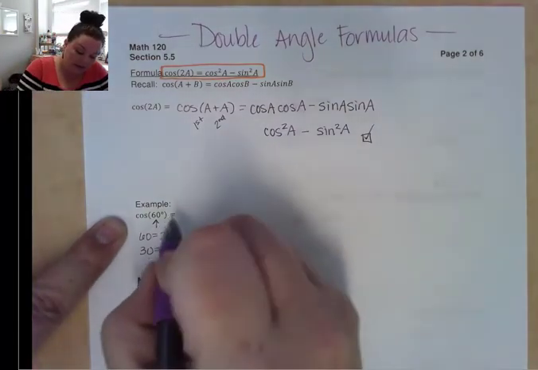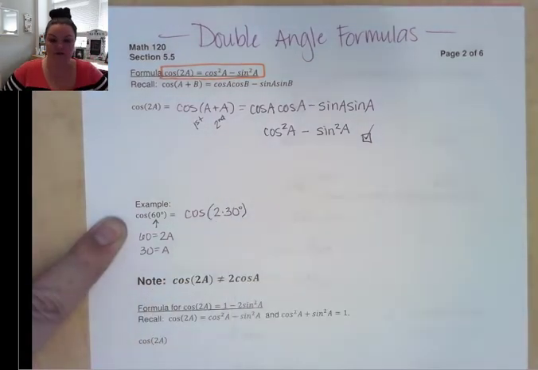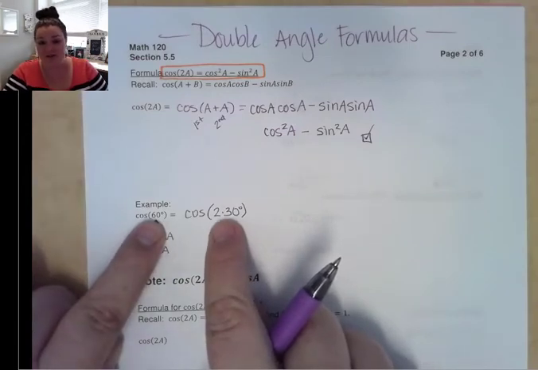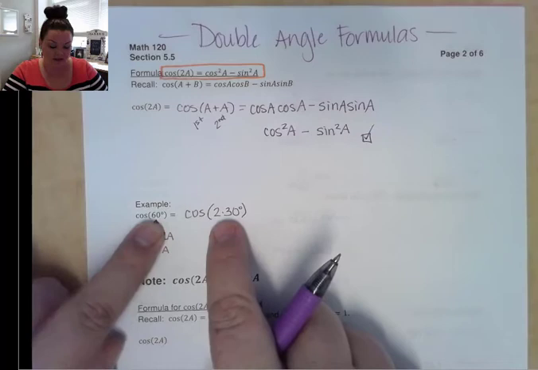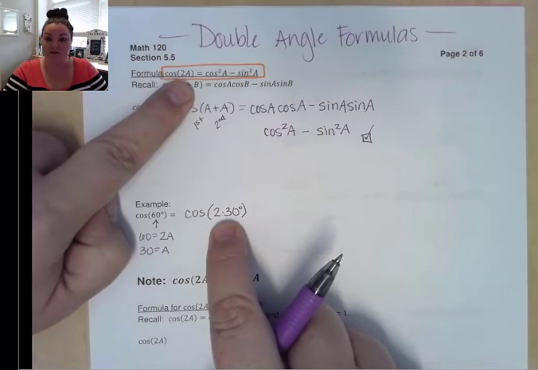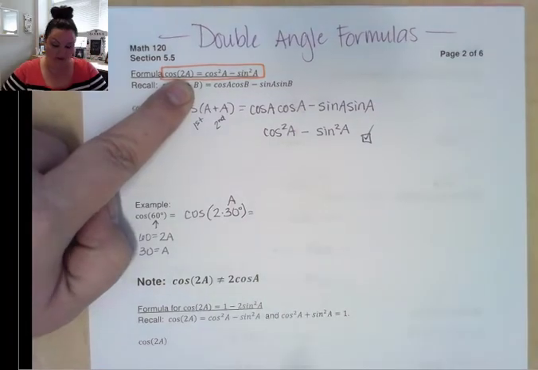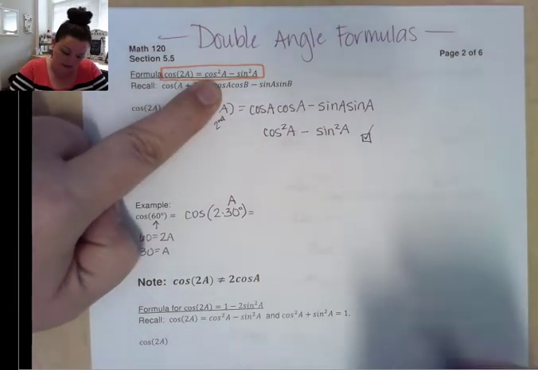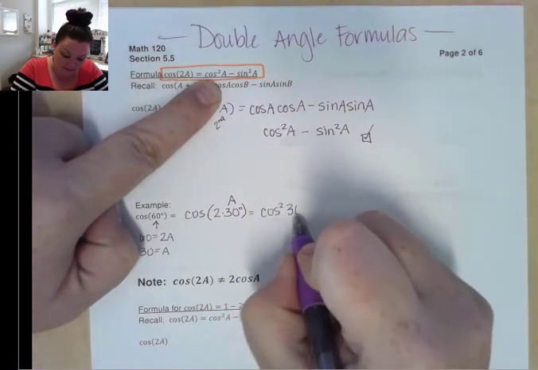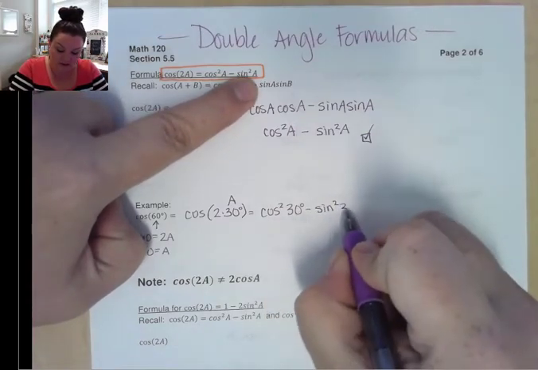So in other words, I can rewrite this as the cosine of 2 times 30 degrees. You all agree that 60 degrees is the same as 2 times 30 degrees, right? But I'm writing it this way so that I can use the formula that we just came up with, which says cosine of 2 times an angle. Here my angle is A. Our formula tells us to do cosine squared of A, and our A is 30 degrees, minus sine squared of A, which is 30 degrees.